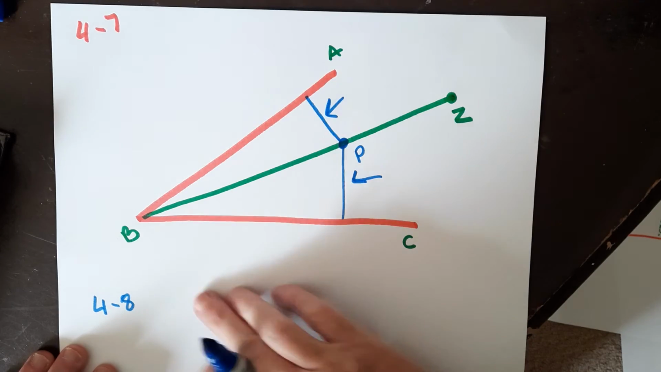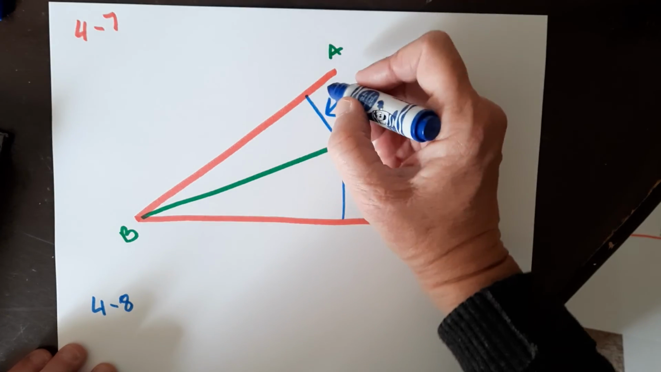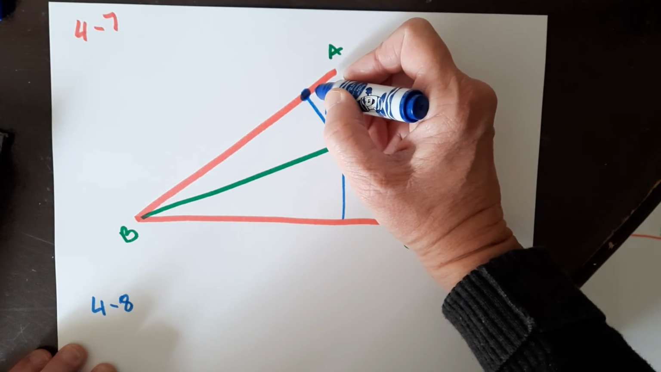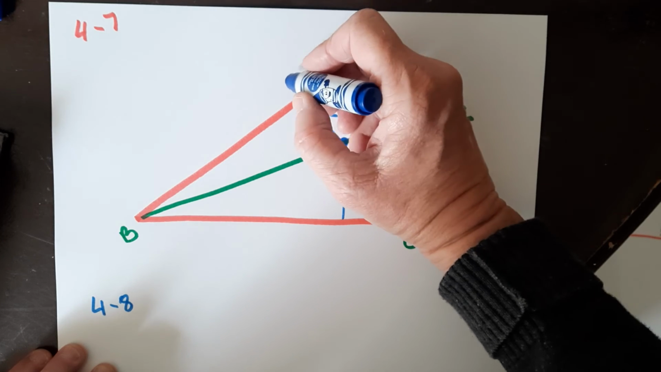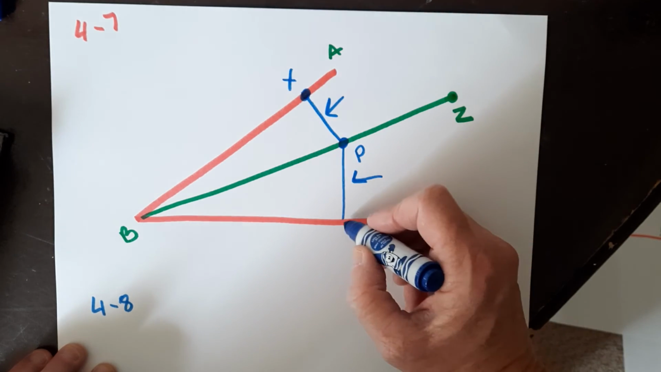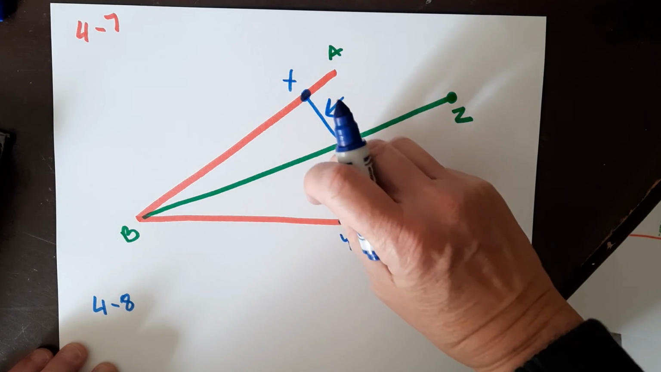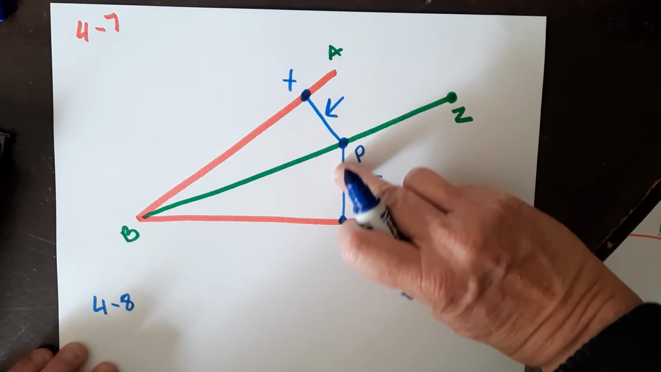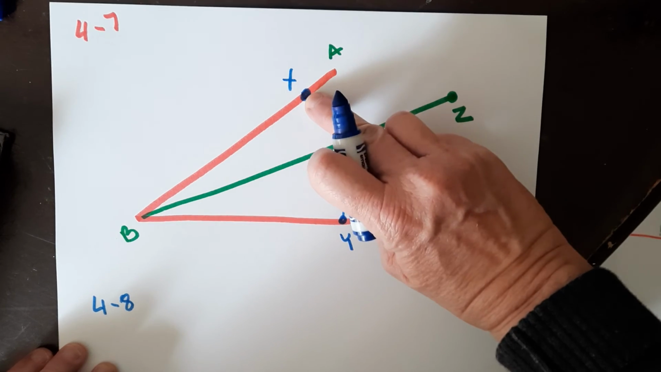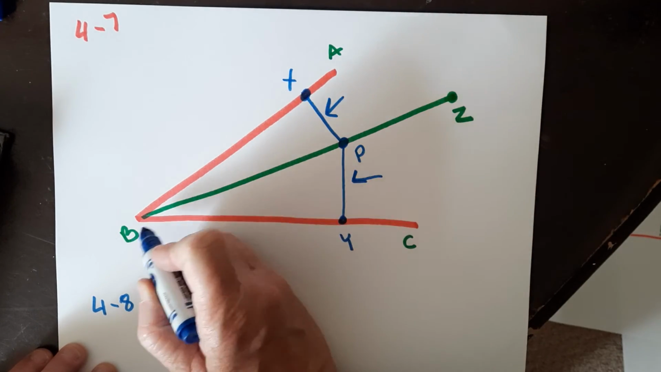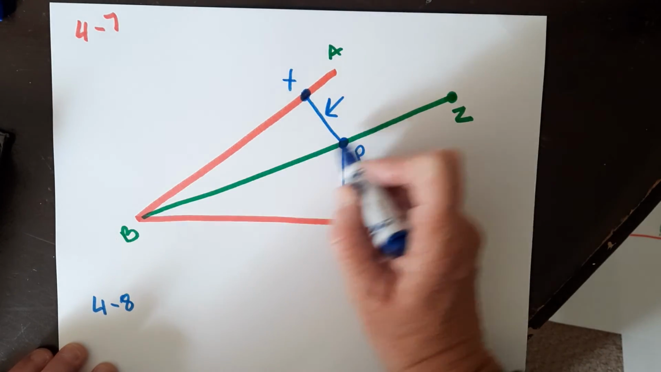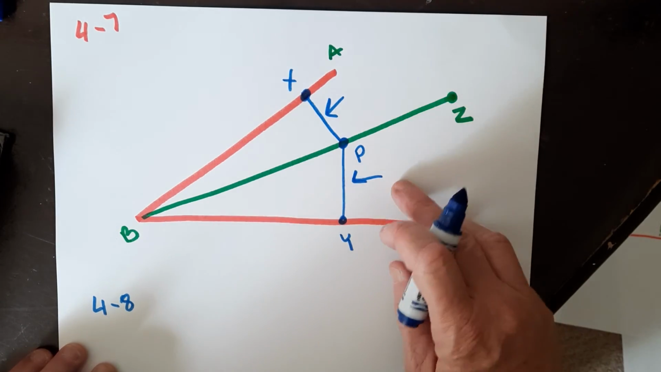Now theorem 4.8 is the converse of that theorem. This one says if you can prove that this point X and this point Y, if a point is equidistant to the sides of an angle, if I can prove that this length is equal to this length, then I can say that this must be the bisector of the angle. So you can see how this might be used in the theorem.